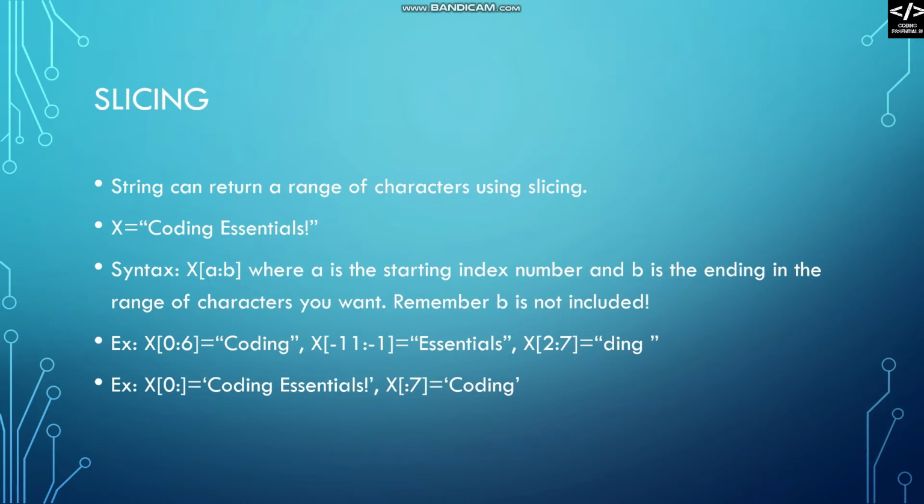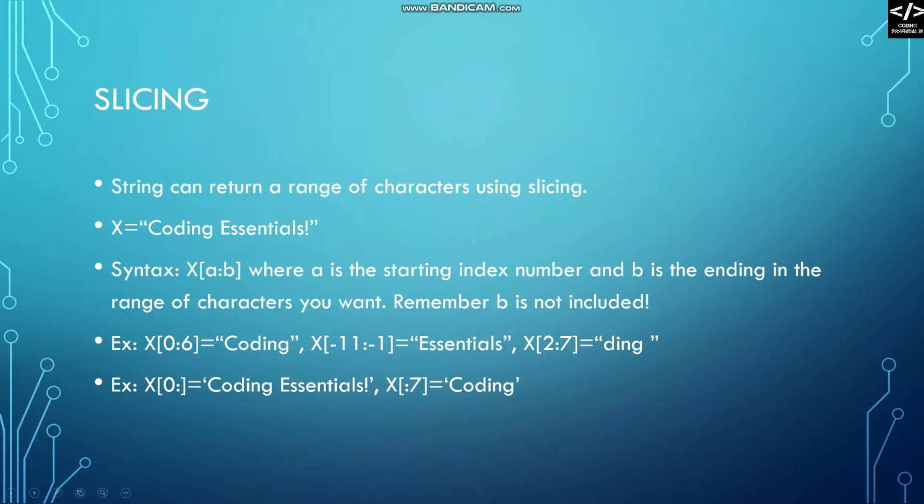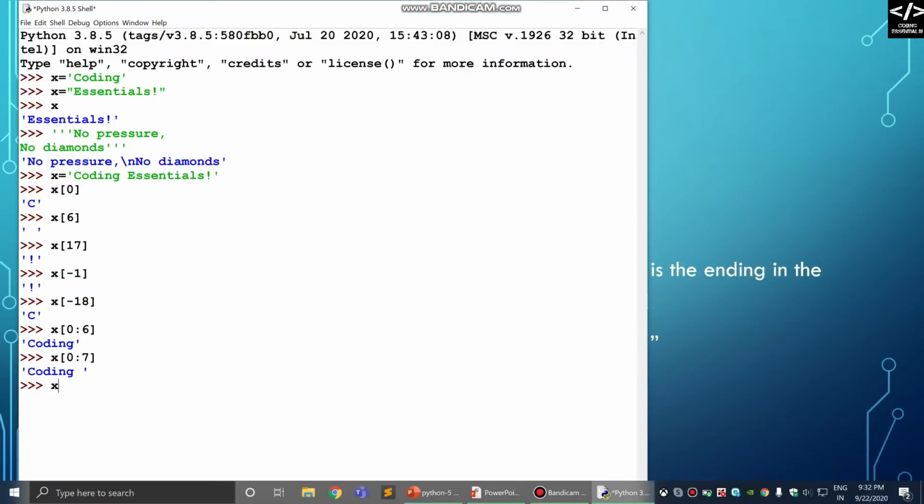Let's take an example. Let's just print coding. So as you can see, with 6, the white space is not counted. Now let's take 7. Now the white space has counted. Okay, we can also do the negative indexing. For example, -11 to -1. It will give essentials.